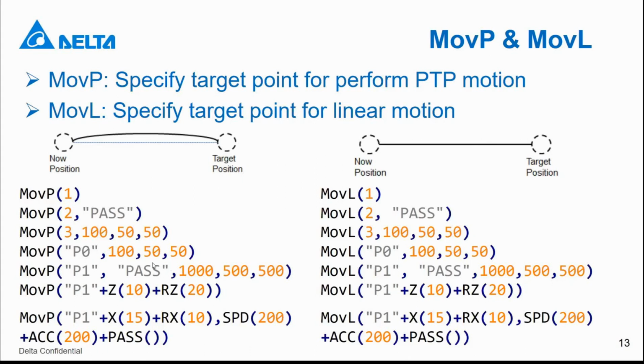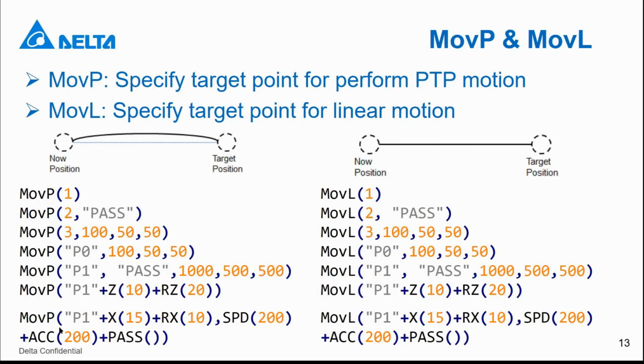And you can see it's the same. You can choose speed, also the pass function. And then there's another convenient function. You can use this add and then z with the number. This means we're going to this point P1, but I want to shift z direction 10 millimeters and also shift RZ 20 degrees. So this is a convenient function to adjust the target to a different position.